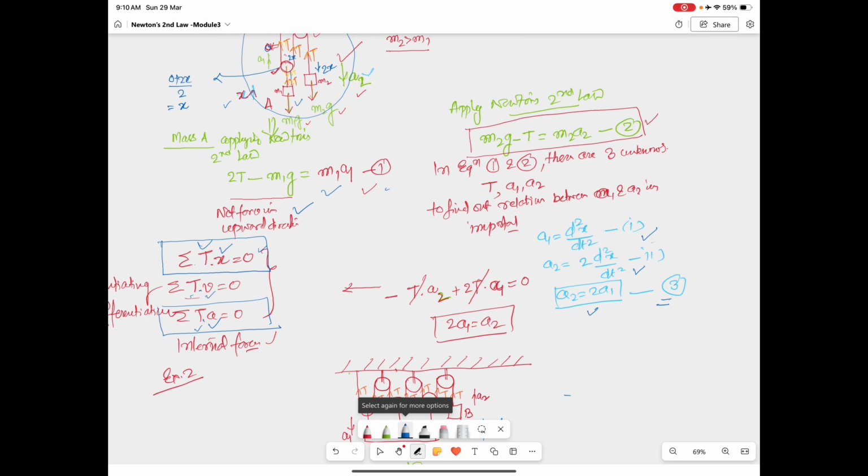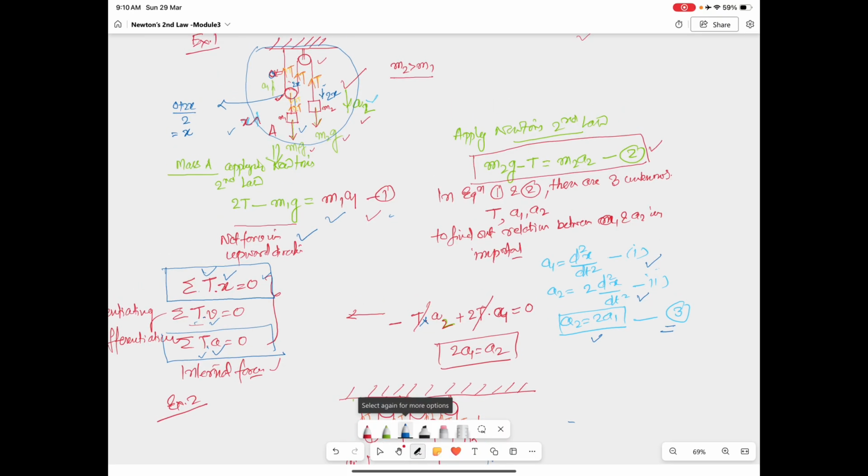So minus T into a2, because both are in the opposite direction. So it will have cos 180 degrees, which is minus 1. So T into a2 is the work done by this tension force, and there are two tension forces acting. 2T is acting on M1. So 2T into a1. a1, because they have the same direction, so I will use a plus sign. 2T into a1 is equal to 0.